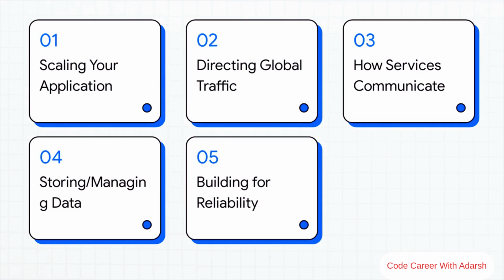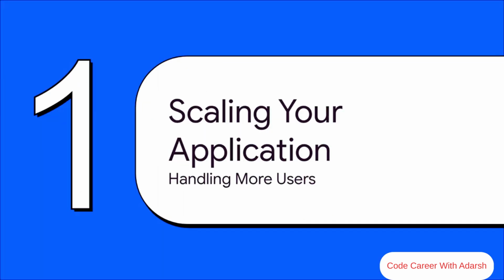So here's our game plan. First, we're going to talk about scaling your application. Then, how you direct traffic from all over the world. After that, we'll dive into how all the different parts of the system actually talk to each other. Then we'll get into the really important stuff, storing and managing data. And finally, we'll see how you build these things to be super reliable. So, let's get started.